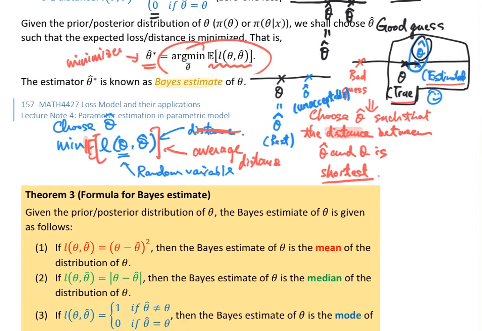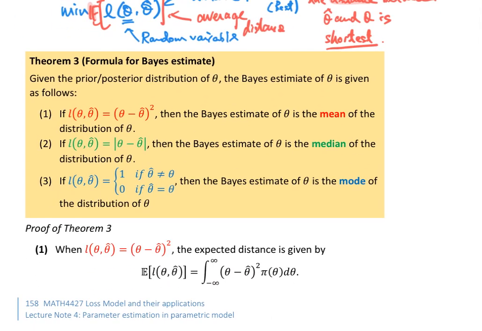This is what Theorem 3 is about. It tries to tell you, for different loss functions that you choose, what the resulting Bayes estimate will be. This is what the theorem says. Given the prior or posterior distribution of theta, let's say you have the posterior distribution.